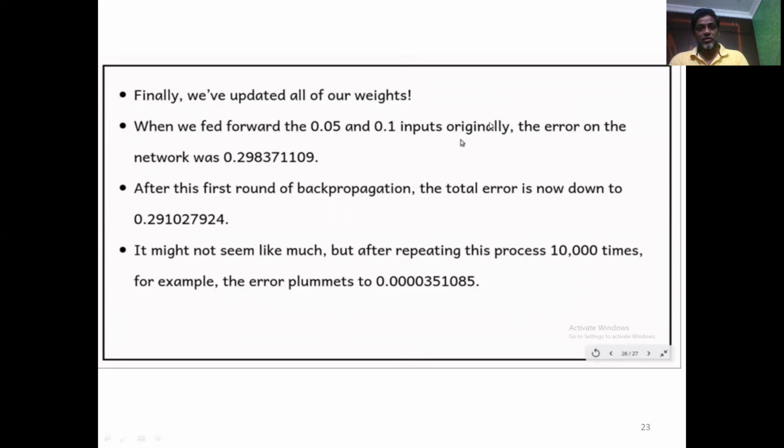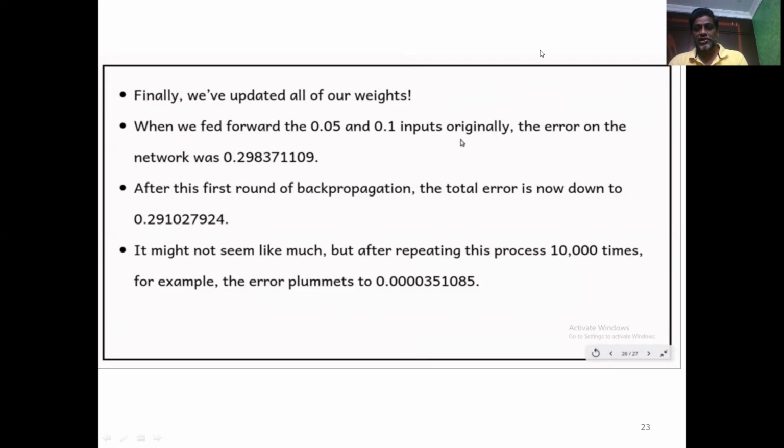Okay. So initially the inputs 0.05 and 0.1 are supplied. The error on the network is 0.298. Now, if you apply these updated weights and calculate the error term, it will become 0.291. Something changed here, 0.298 to 0.291. Okay. If you repeat this process for 10,000 times, then the error may be reduced. So you need to apply a number of epochs for reducing the error function.